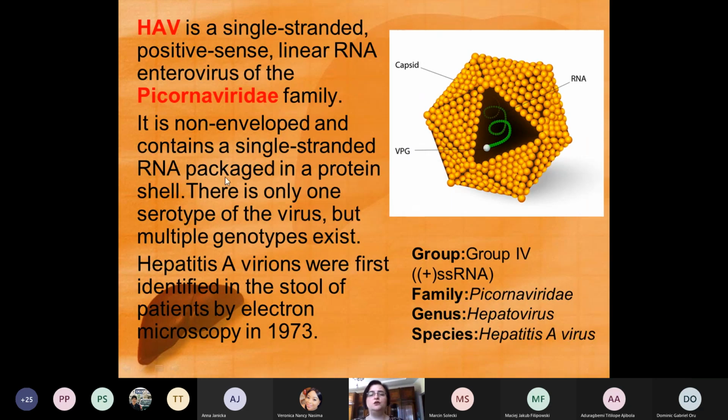So, about the etiological factor, exactly the virus. HAV is a single-stranded positive-sense linear RNA enterovirus of the picornavirus family. It is non-enveloped and contains a single-stranded RNA packaged in a protein shell. There is only one serotype of the virus, but multiple genotypes exist. Hepatitis A virions were first identified in the stool of patients by electron microscopy in 1973.